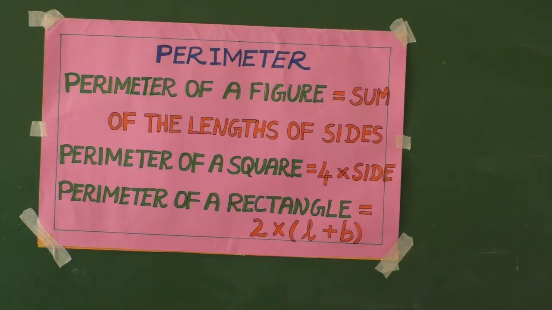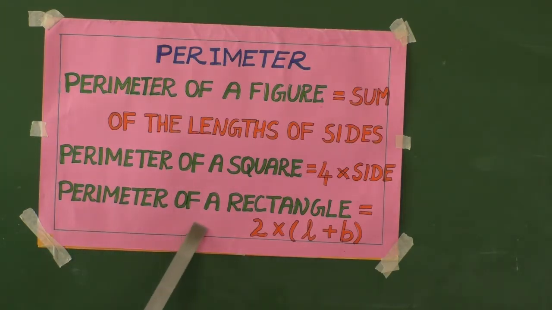You have a separate formula to find the perimeter of a rectangle and the perimeter of a square. See, what's the formula? Perimeter of a square means 4 into side. Why are we multiplying 4 into side? How many sides are there in a square? A square has 4 sides, isn't it? So we are multiplying the side by 4. That's why the formula is 4 into side. If you multiply 4 into side, we can get the perimeter of a square.